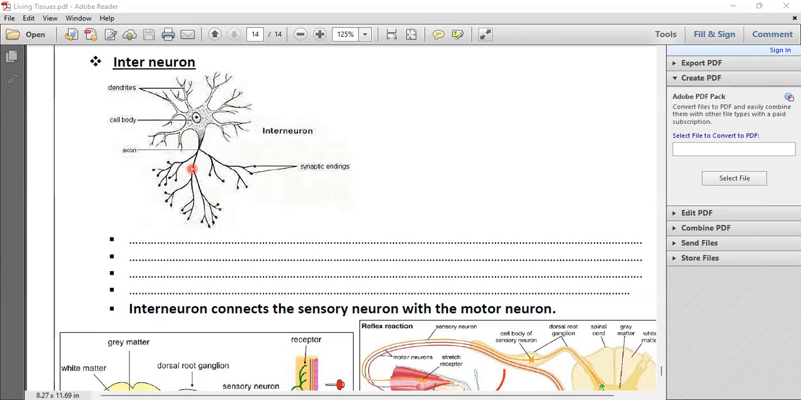Of course, the final point is mentioned. Interneuron connects the sensory neuron with the motor neuron. I have mentioned that. Before that, you can write: interneurons are called relay neurons because they can connect sensory neurons with motor neurons. Okay, right. So that's it about that.